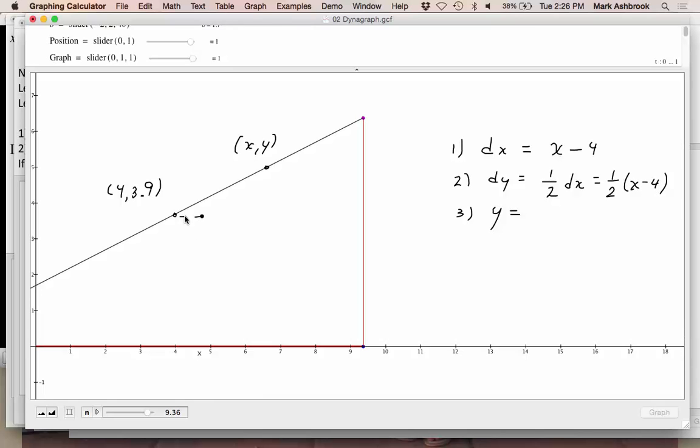All right, so our change to any other correspondence point on the line is dx, which is x minus 4. The corresponding change in y, since we have a constant rate of change, is always 1/2 times the change in x. So 1/2 times the change in x. Y final is 3.9 plus 1/2 times x minus 4. 3.9 plus the change in y. Distributive properties? No, just leave it like that.